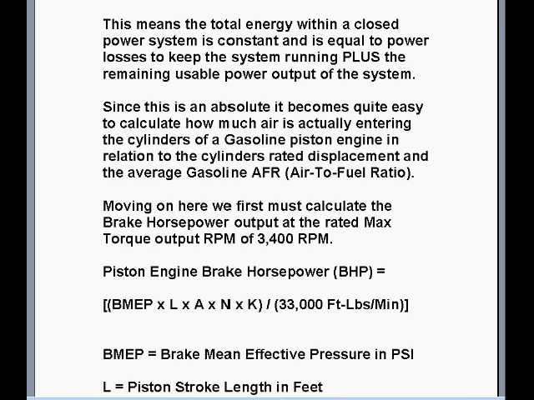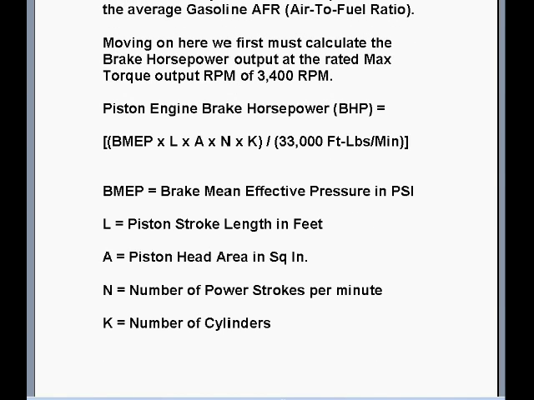Moving on here, we must first calculate the brake horsepower output at the rated maximum torque output RPM of 3,400 RPM. So we can use the formula for calculating piston engine brake horsepower, which is equal to brake mean effective pressure in PSI, times piston stroke length in feet, times piston head area in square inches, times the number of power strokes per minute, times the number of cylinders, that quantity then divided by 33,000 foot-pounds per minute, the amount of foot-pounds in 1 minute that equal 1 horsepower. We must use foot-pounds per minute units because we're dealing in terms of revolutions per minute, RPM, not revolutions per second.